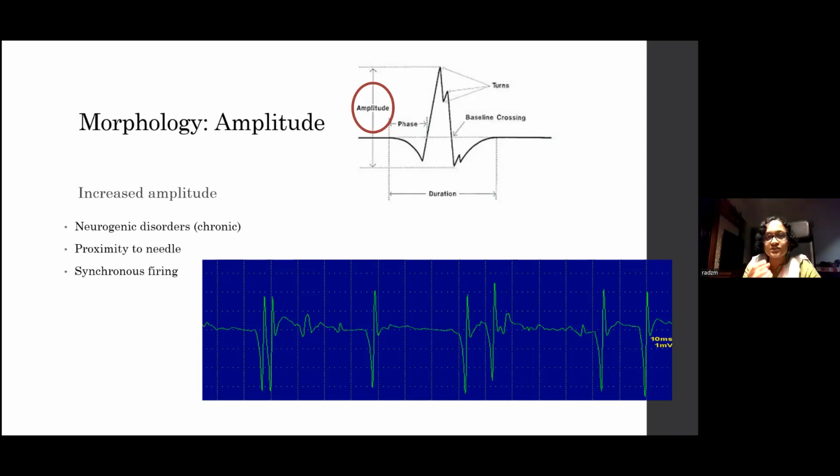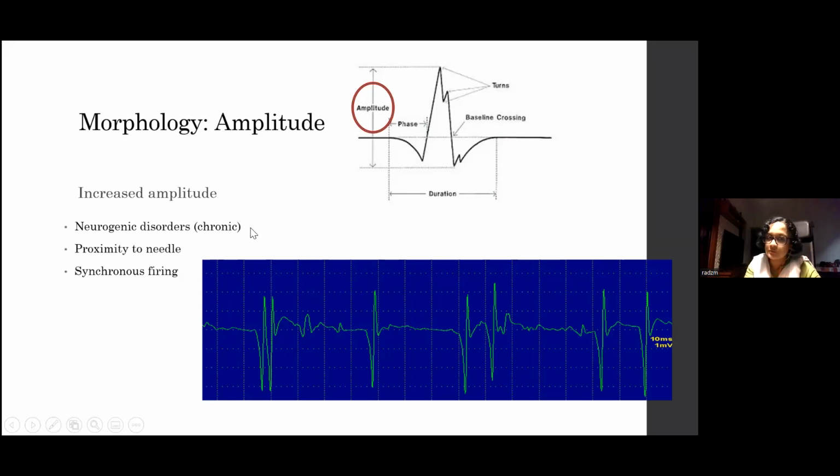You need that to get the voluntary contraction in the muscle and to actually see the motor unit action potentials. So we'll start off with the morphology of the motor unit action potentials. In morphology, we look at three things: amplitude, phases, and the duration of the motor unit action potential. In amplitude, you record peak to peak amplitude, and you can have increased or decreased amplitude. Increased amplitude you see in chronic neurogenic disorders. Amplitude is normal in acute axonal lesions or acute neurogenic disorders, and it is abnormal in chronic neurogenic disorders, where you see increased amplitude.